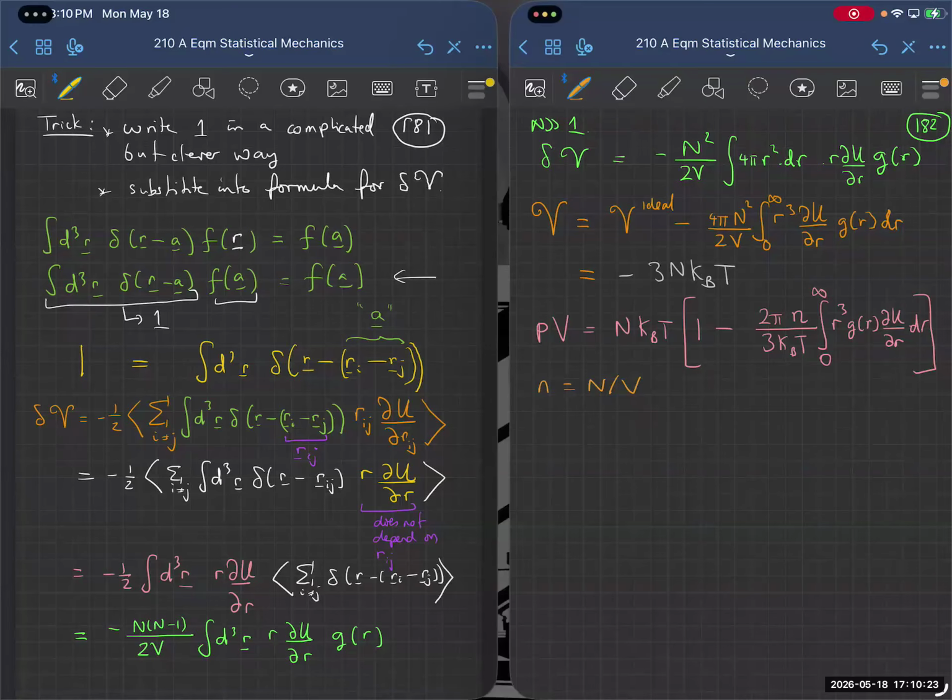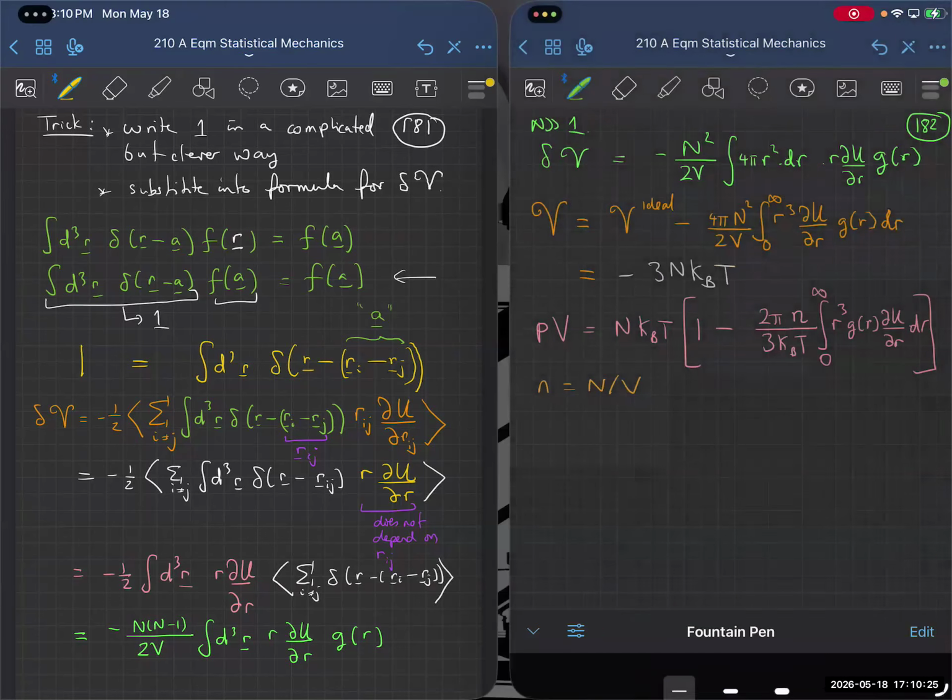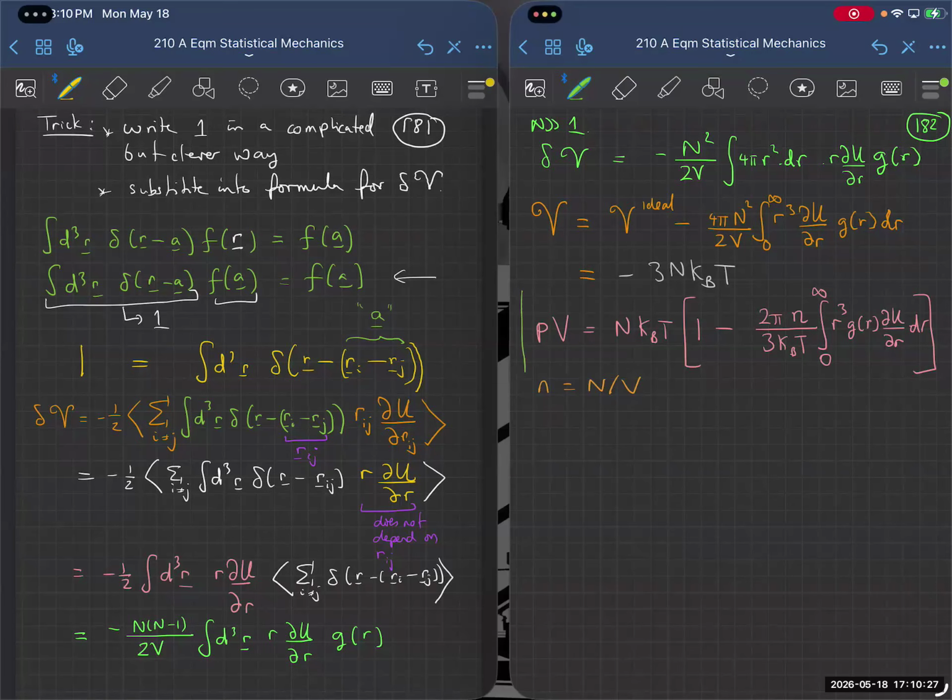And this is absolutely fantastic, because what it means is I can go and measure the 2-point correlation function, g of r, by doing a scattering experiment, or I can do a calculation using diagrams and all sorts of things like this. And once I've done that, I can work out the equation of state for my interacting gas.